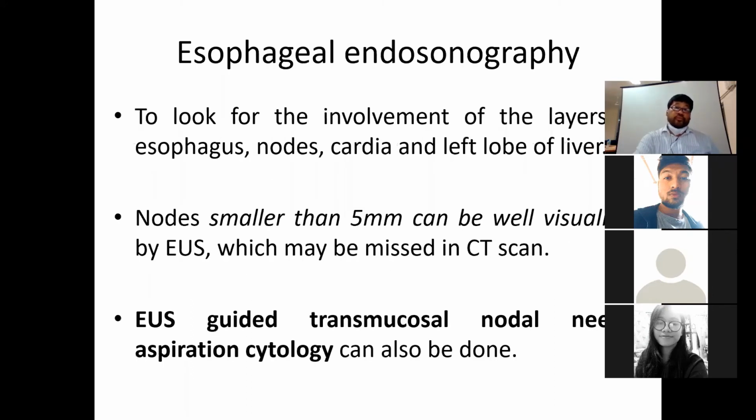So next is the esophageal endosonography. This we can do to see the layers of the esophagus, or the nodes, or cardia, or the left lobe of the liver involvement. So here nodes smaller than 5 millimeter can be visualized, which are often missed by the CT scan. Besides that, we can also do FNAC through the endoluminal sonography.